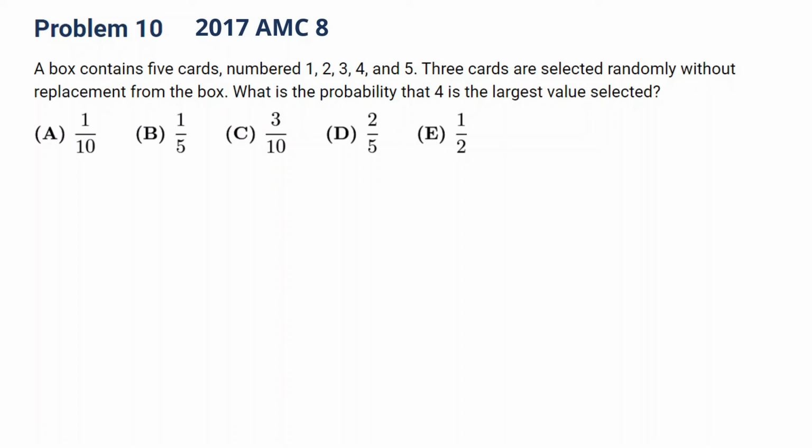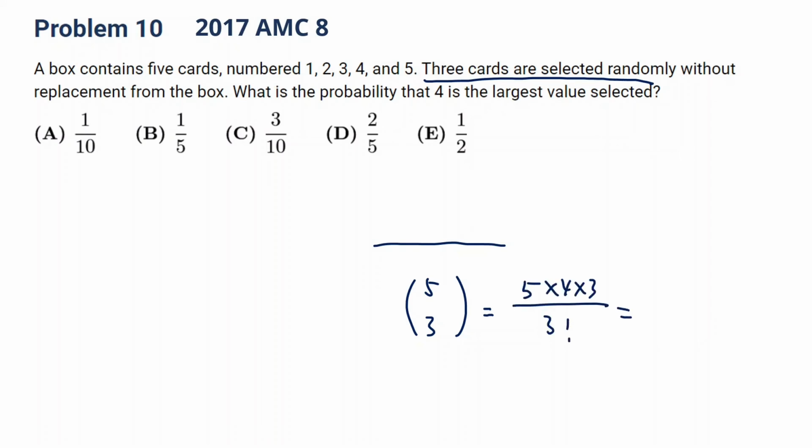So a box contains 5 cards. 3 cards are selected randomly without replacement from the box. What's the probability that 4 is the largest? So let's first determine the denominator. 3 cards selected randomly from 5 cards. So that is 5 times 4 times 3 divided by 3 factorial. That is 10. So the denominator is 10.